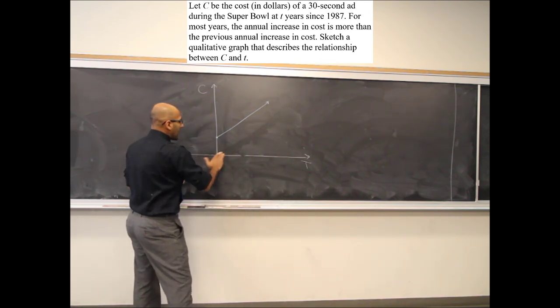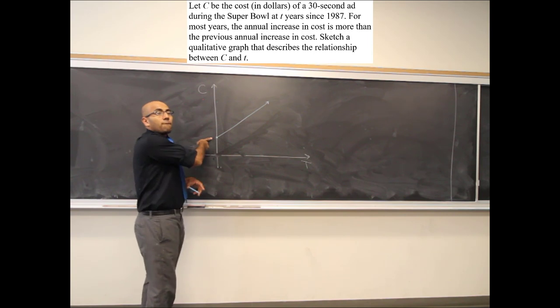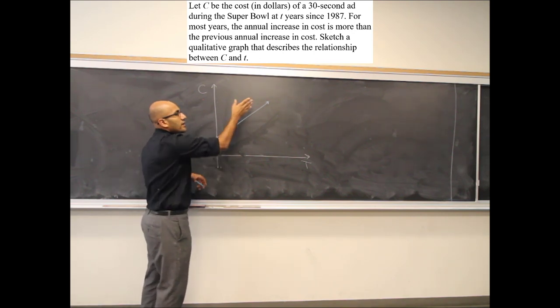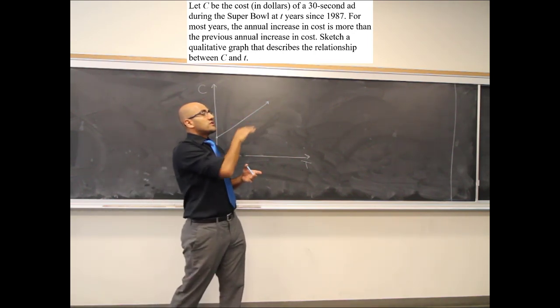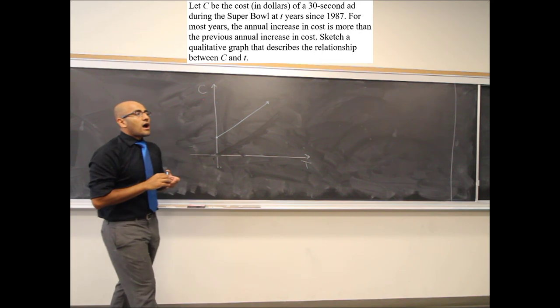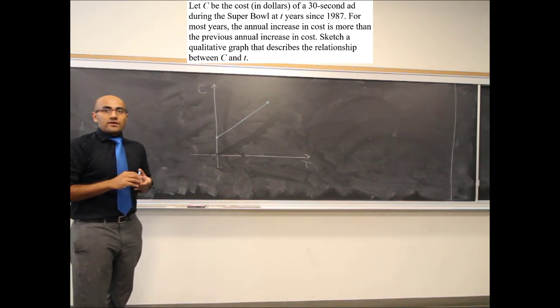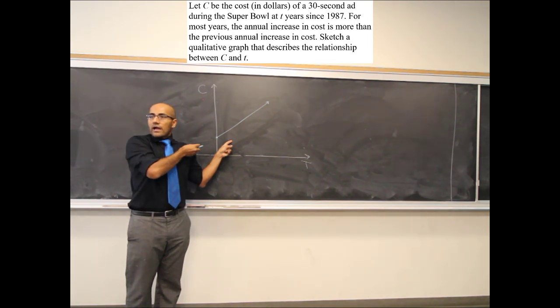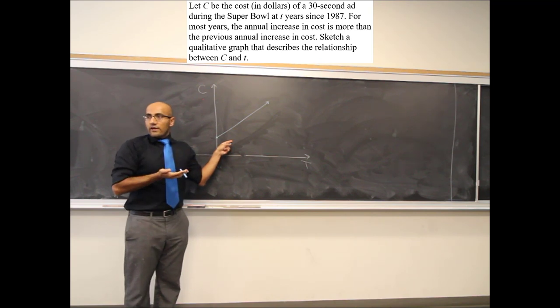So it's more likely that the price was something in 1987. So the way it's been going up, does it describe that sentence? For most years, the annual increase in cost is more than the previous annual increase in cost. Is that being described by this line? A line is a constant rate of change, right?